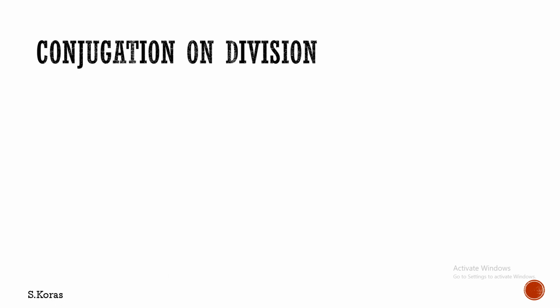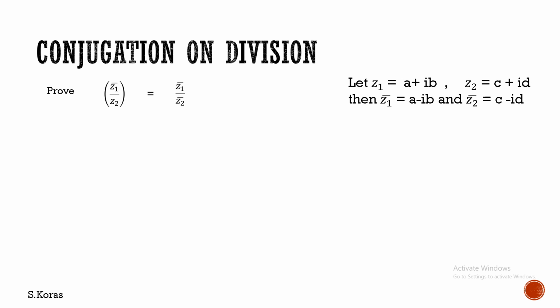Here we are not going to do the problem as before. Let us try a small technique. That is, we have to prove that (Z1 by Z2) the whole bar is equal to Z1 bar by Z2 bar. As usual, there are the Z1 value, Z2 value, Z1 bar value and Z2 bar value, but we are not going to use these values. Instead, we are going to do a small technique.